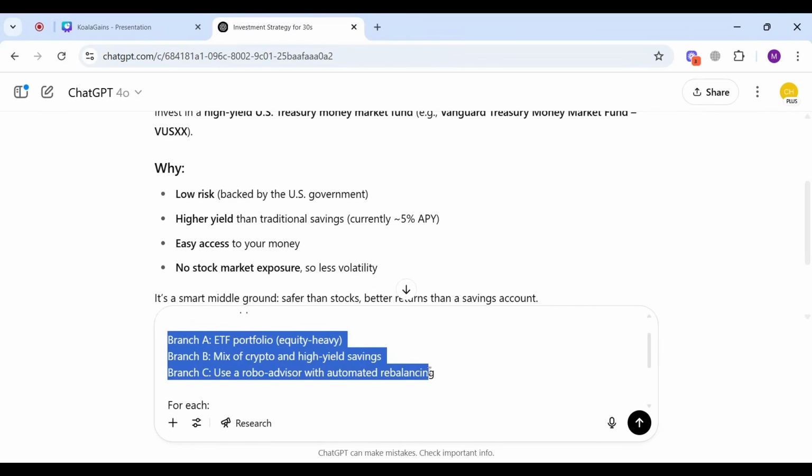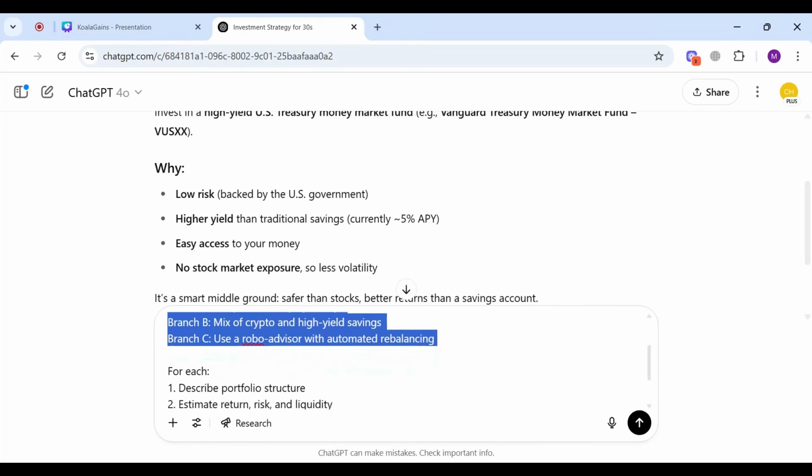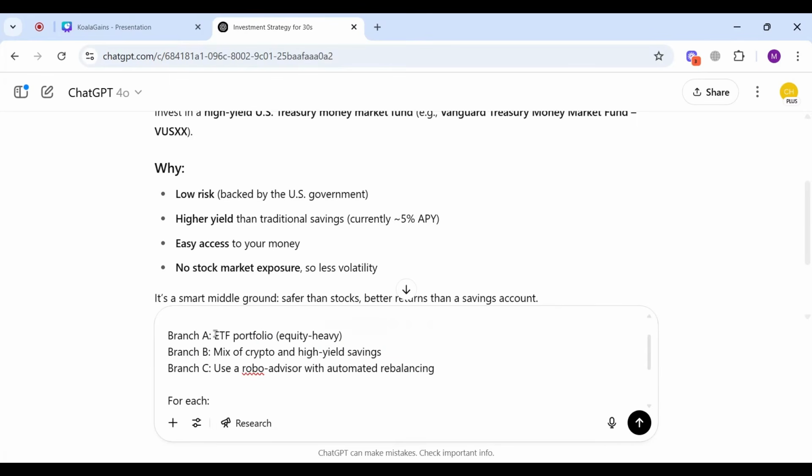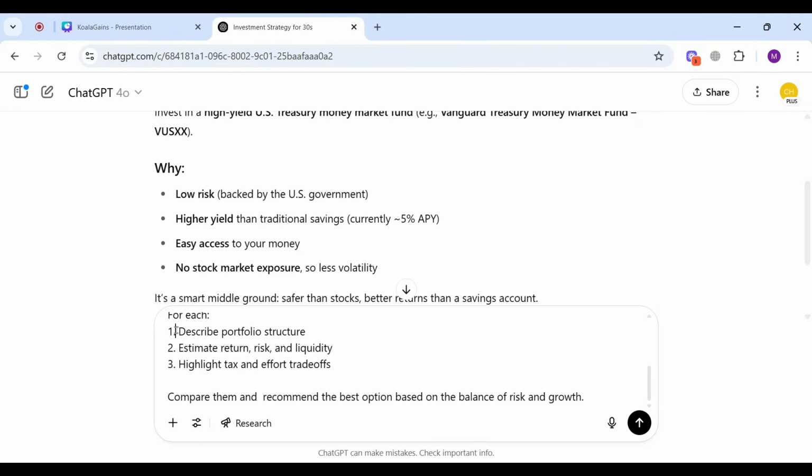You can skip this step if you do not know what branches you want the LLM to explore for you, and you can leave it up to the LLM. And if you do not want to leave it to the LLM, you can add this step and specify the options that you want it to explore for you. The branches that I have added are ETF portfolio, mix of crypto and high-yield savings, and use a robo-advisor with automated rebalancing. Then we ask, for each branch, describe portfolio structure. Estimate return, risk and liquidity. Highlight tax and effort trade-offs. Compare them and recommend the best option based on the balance of risk and growth.